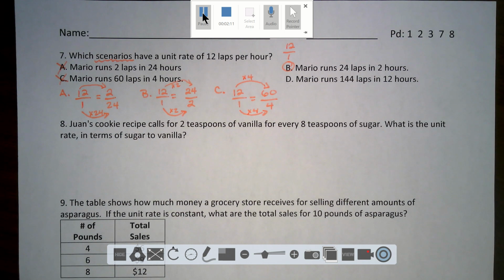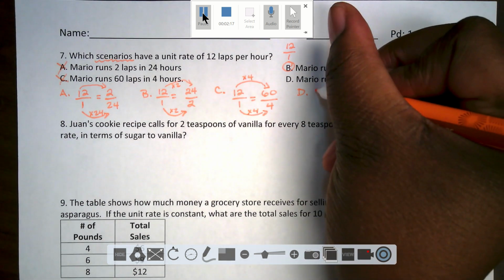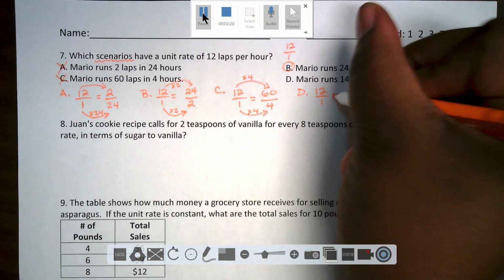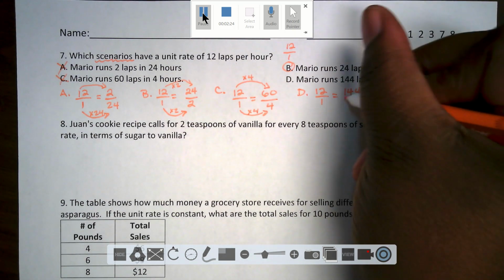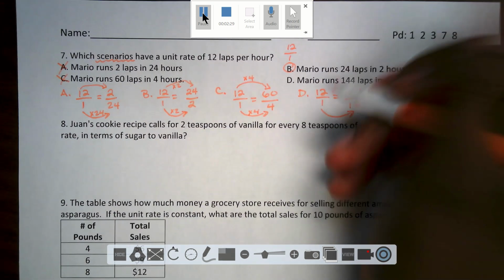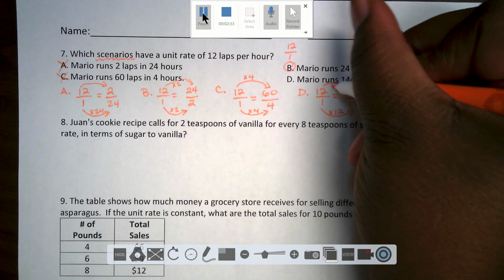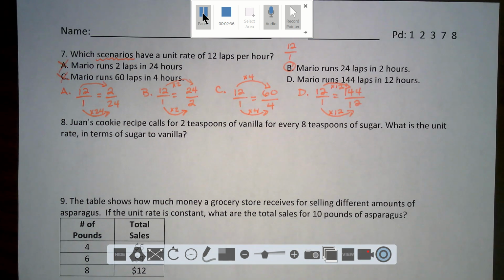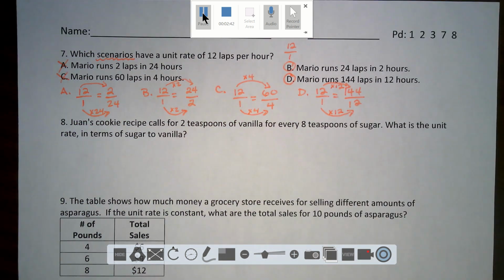Now I could say, oh yeah, that automatically means D, but I need to make sure mathematically that it's correct. So I have my 12 to 1, and I'm setting that equal to 144 to 12. All right, so going from 1 to 12 is being multiplied by 12. So that must mean up here I also have to multiply by 12. And 12 times 12 is indeed 144. So my answers are B and D.